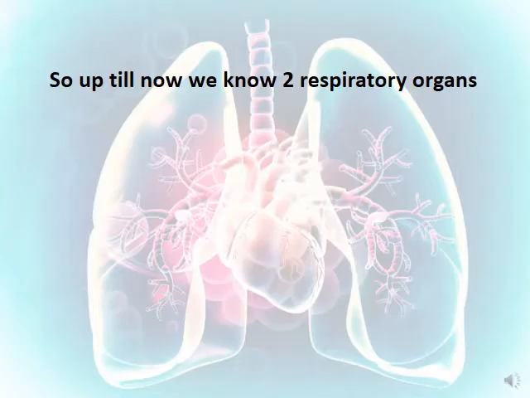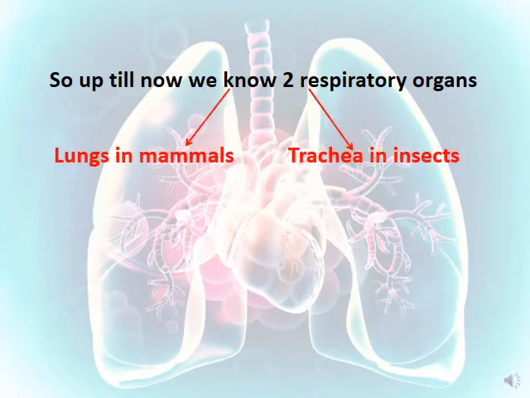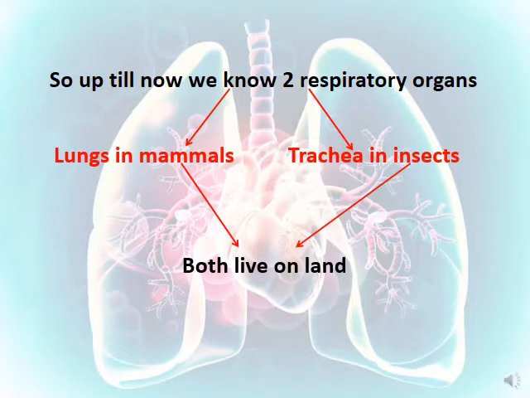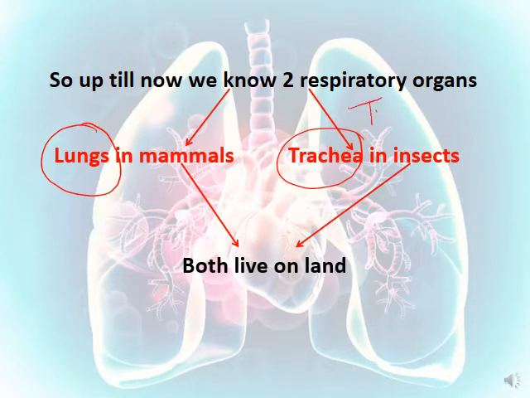So till now we have two respiratory organs. What are they? In mammals we have the lungs, and in insects we have the trachea. Both of them live on land. That's why the respiration in insects is called tracheal respiration, because it uses the trachea. Both of these live on land.